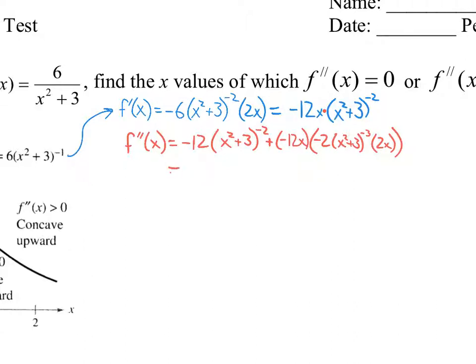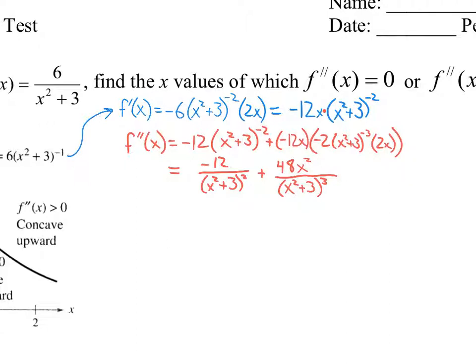All right, I'm going to go ahead and now write these as fractions. So negative 12 over x squared plus 3 squared. And I've got a double negative there, so it's plus. And I've got 12x times 2 times 2x. So that's, I get 48x squared over x squared plus 3 cubed.